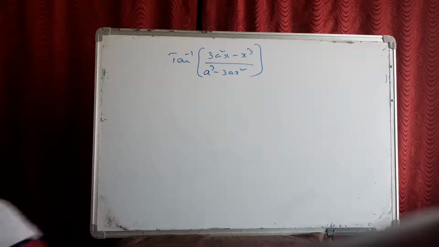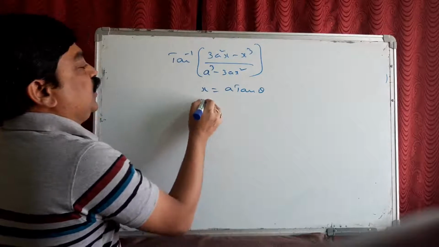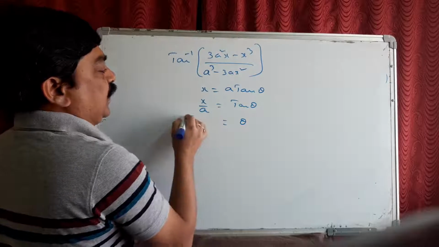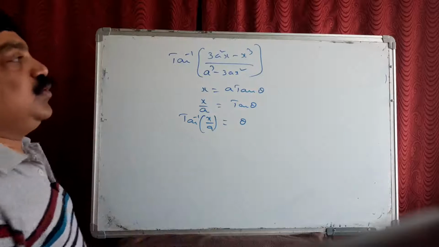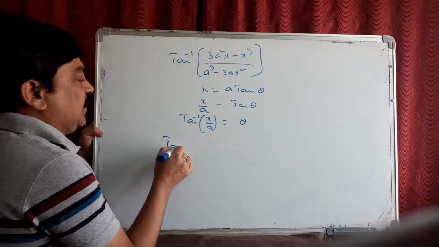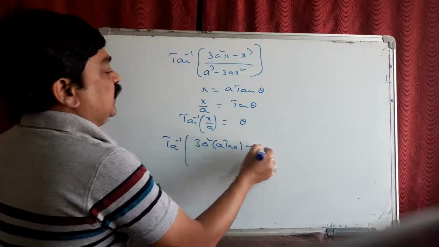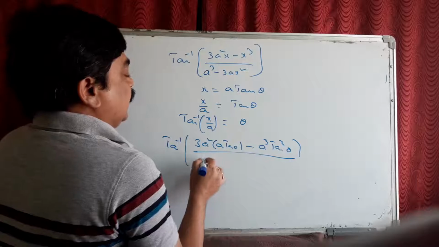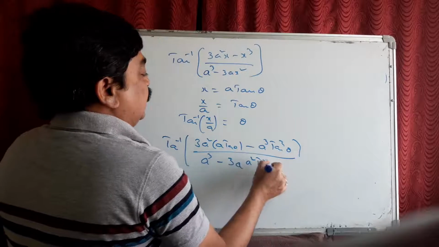Now for this problem we take x as a tan theta. Sir, how do you know that we have to take this only? Because I know the formula of tan 3 theta, so it looks like tan 3 theta when I substitute a tan theta. Let us see. Tan inverse of 3a square into a tan theta. It becomes a cube tan cube theta. Denominator is a cube minus 3a into a square tan square theta.